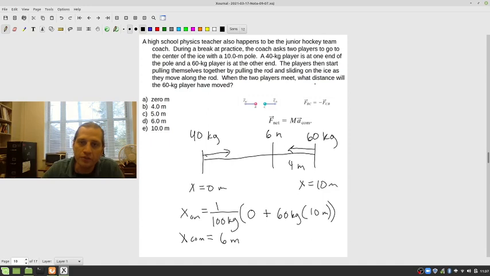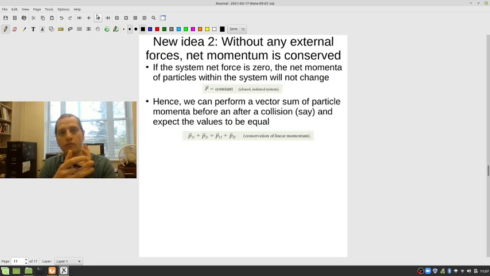When the two players meet, what distance will the 60 kilogram player have moved? He will have moved 4 meters. Okay? So I gave you one in your homework that's almost exactly this problem. Just different numbers, different scenario, but very, very close to this. Okay, so that's our first idea.